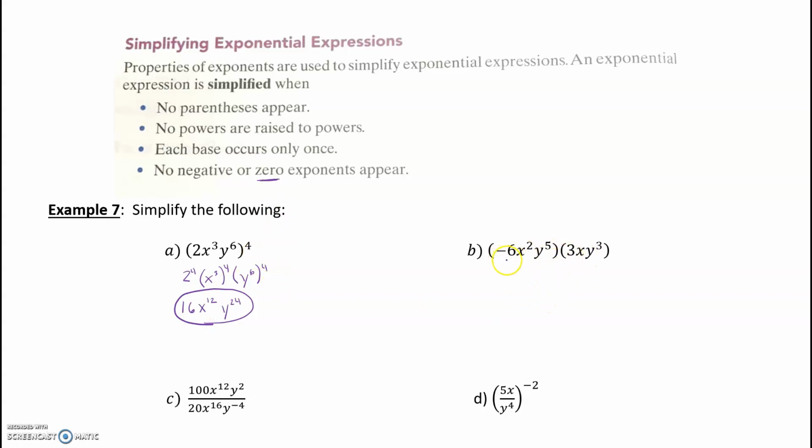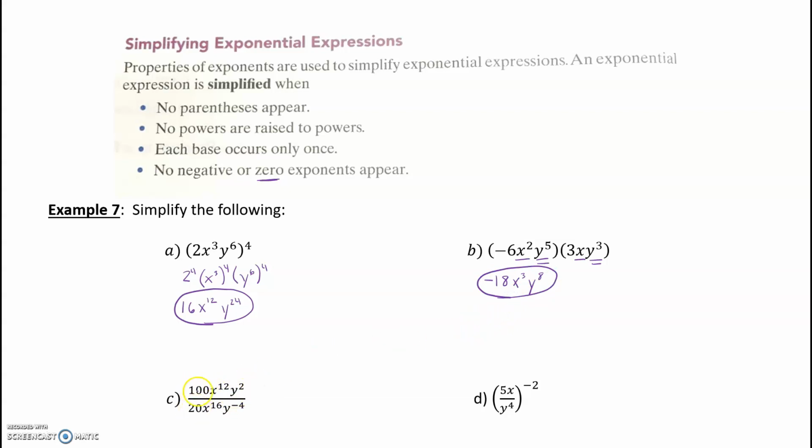Here, we're going to go ahead and multiply. I like to do my whole numbers first. So we got negative 18. And then we've got x squared and one more. Remember, when you're multiplying, you add your exponents. So I've got 2 x's, I've got 1 x, I've got x to the 3rd. All right, 2 plus 1 got me 3. 5 plus 3 gets me y to the 8th. And you're done.